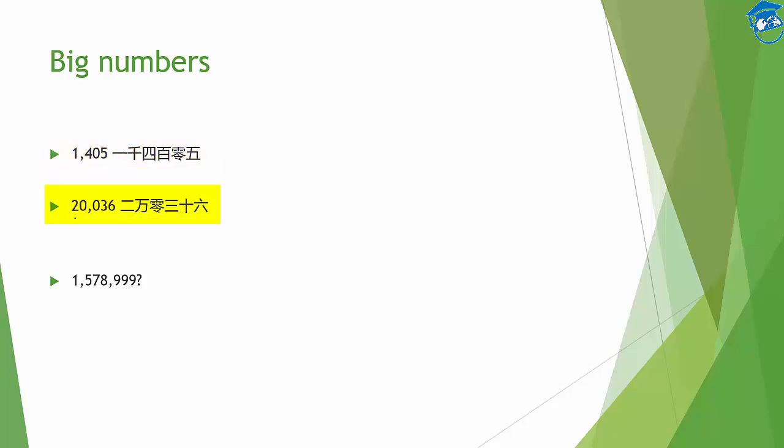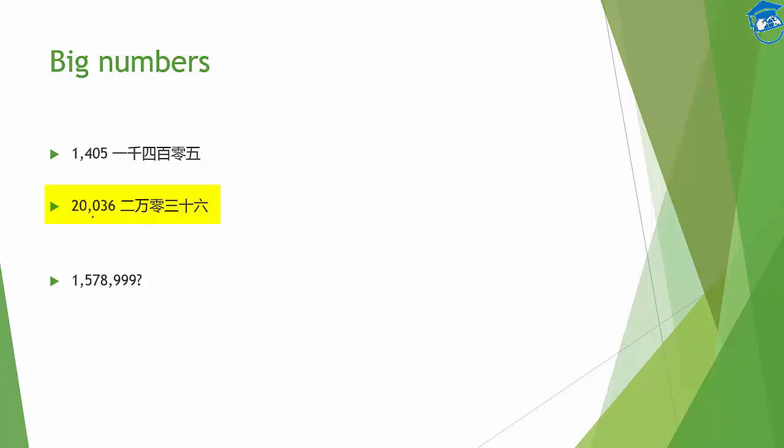Okay, the next one is even bigger. This is 20,036. If you can remember, 10,000 is 万. So 20,000 is 二万, because you have 2 of the 10,000s. So we say 二万 here.